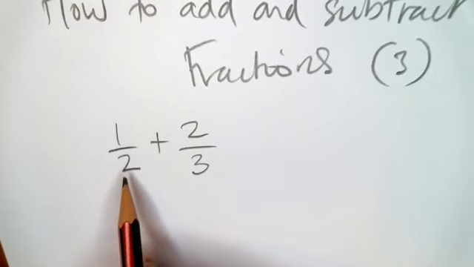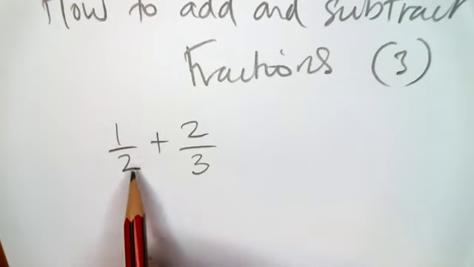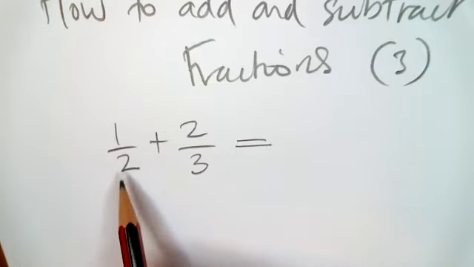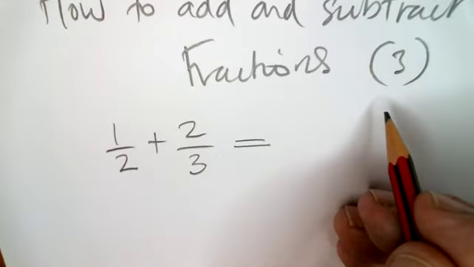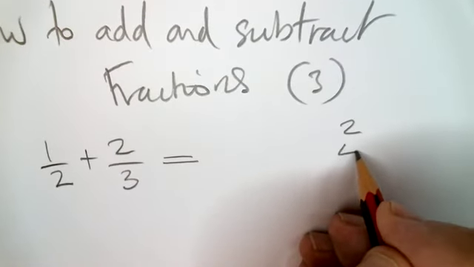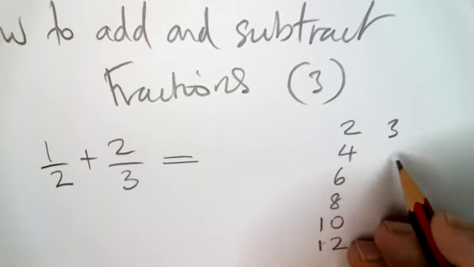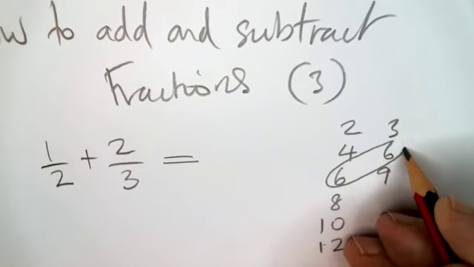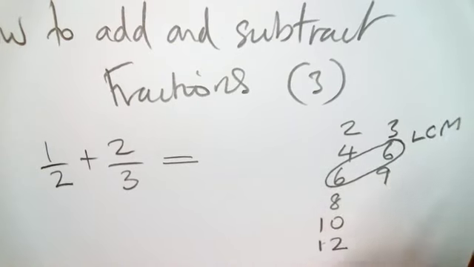Now, I can't multiply 2 by a whole number to make a 3, and I can't make 3 times something to make a 2. So the easy solution here is to look at multiples of 2 and multiples of 3. When would they be the same? Let's have a look. Here are multiples of 2: 2, 4, 6, 8, 10, 12. What about multiples of 3? 3, 6, 9. Wait. Here is the lowest common multiple. We found the LCM, the lowest common multiple.